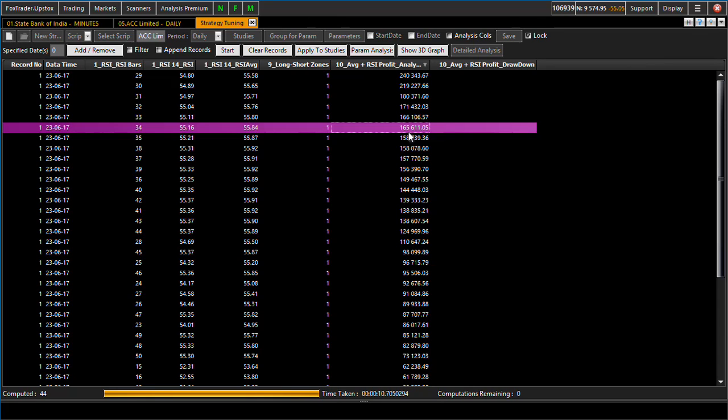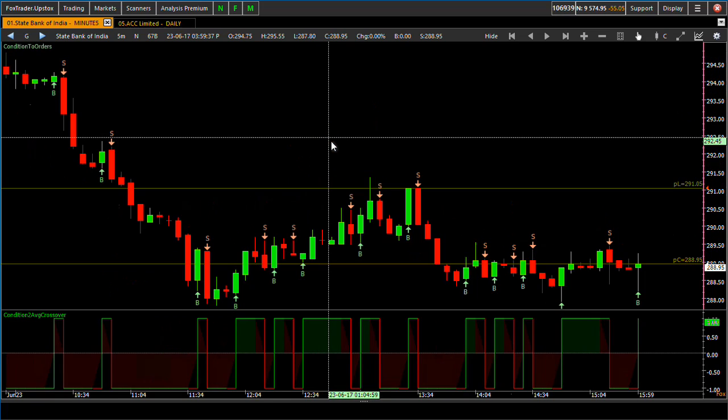Just to summarize this, here you can fine tune the input of the indicator that you have chosen to see which input is working better for a stock or for a group of stocks. So that would be a right way to go ahead for future trading. Okay, so that was all about strategy tuning.